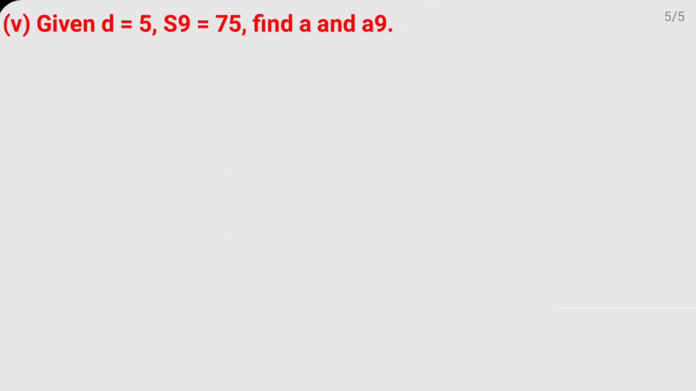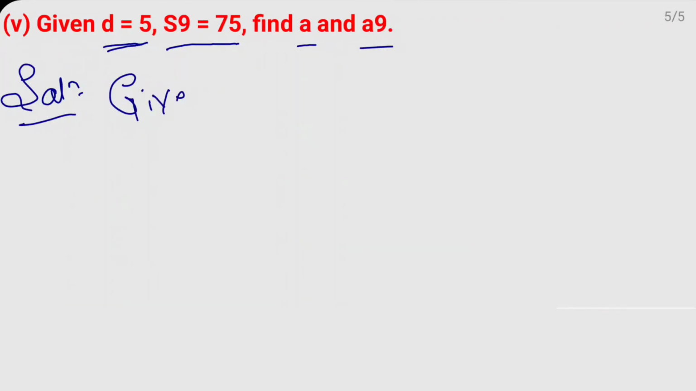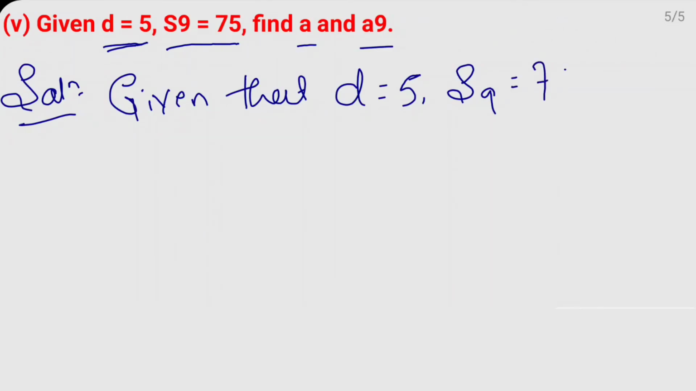d is 5 and S9 is 75. Find a and a9. So here they have given d, the common difference, as 5, and the sum of 9 terms as 75. And here we want to find out a and a9. So let me solve here. Given that common difference d is 5 and S9 is 75, and we want to find out a and a9, right?